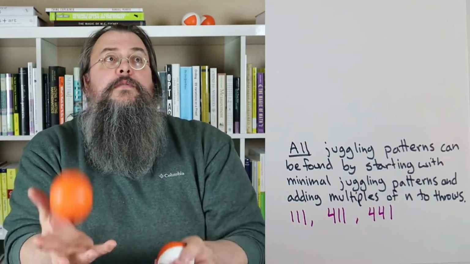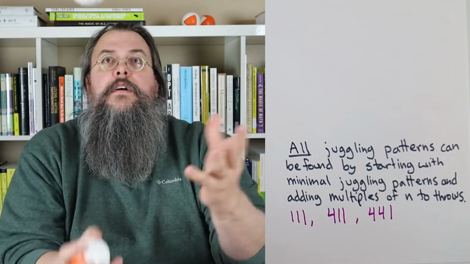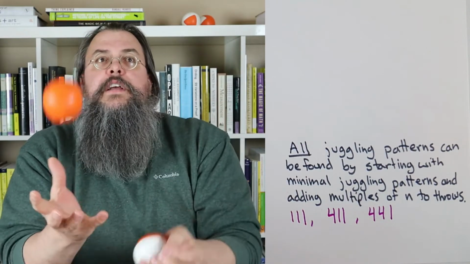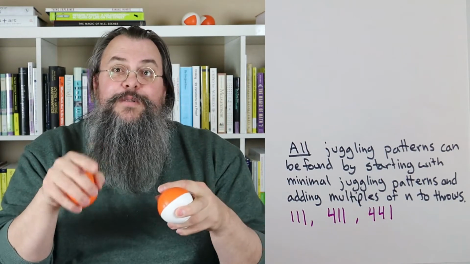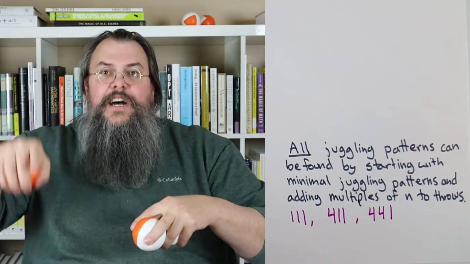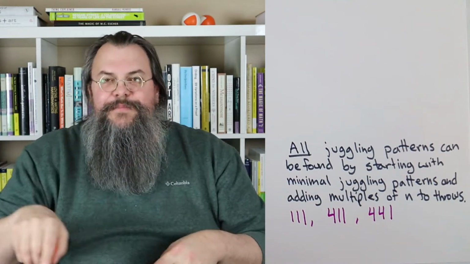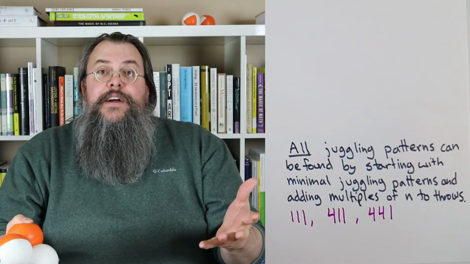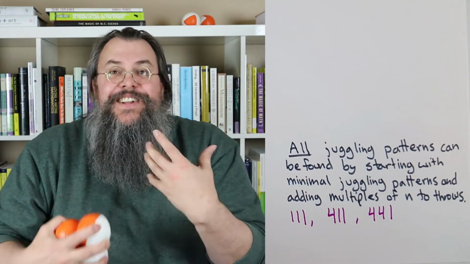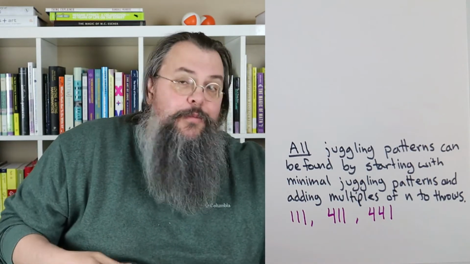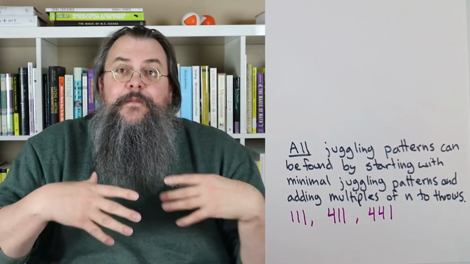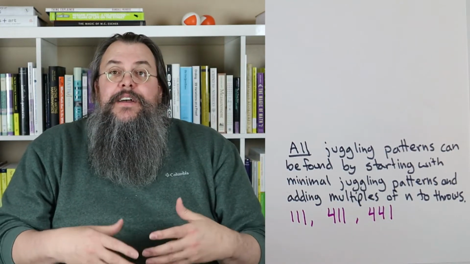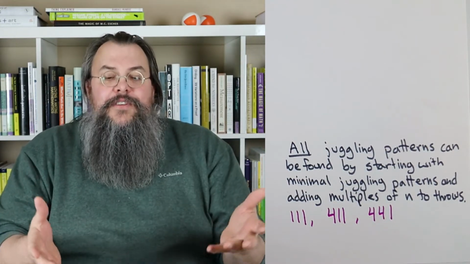4-4-1, 4-4-1, 4-4-1. Now, if you're very patient and you followed one ball, you'll see it always did the up, across, up, across, up, across. And there you go. Now, do we have to stop there? Well, I have to stop because I don't know how to juggle with more balls than this. But from a theoretical perspective, no, we don't have to stop.